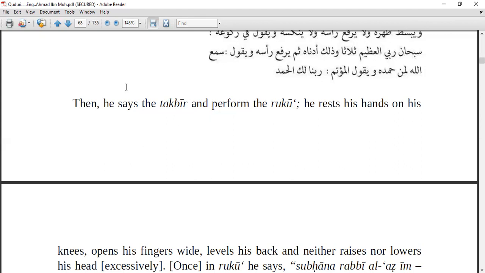What do you say in the ruku? Subhana Rabbil Azim, 3 times, 5 times, 7 times. So the minimum is 3 times. Then in odd numbers, either 5, 7, 9, 11, however far you want to go. But doing it in odd numbers is sunnah. And saying Subhana Rabbil Azim itself is sunnah. If you don't say anything, your salah is still acceptable.